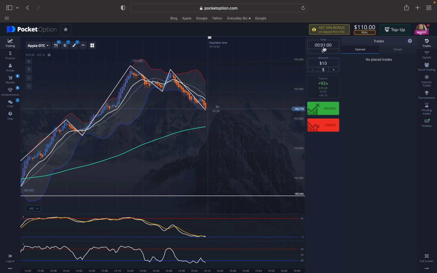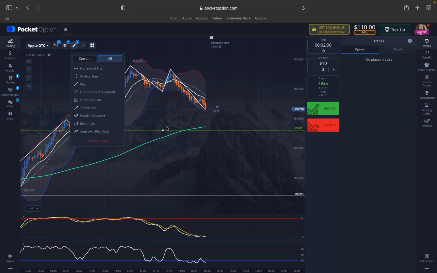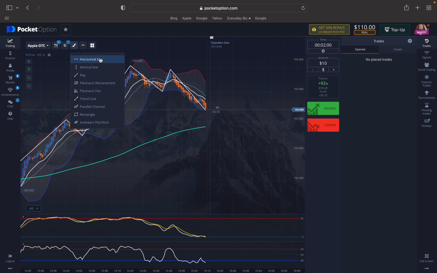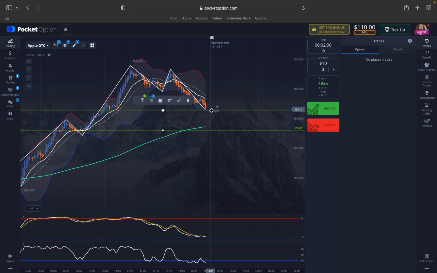All right, what I'm gonna do is I'm gonna drop some lines. I'm gonna trade it on 2 minutes. Matter of fact, let me delete these. Okay, I'm gonna get two lines. This line right here, you're gonna have a top and a bottom.